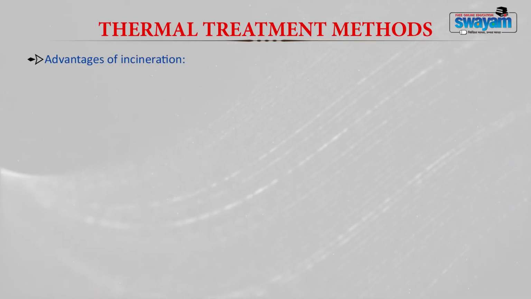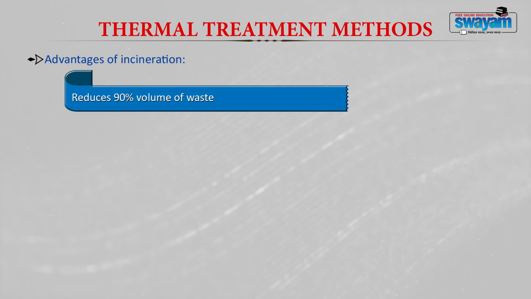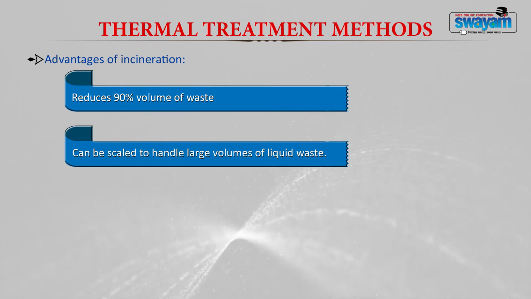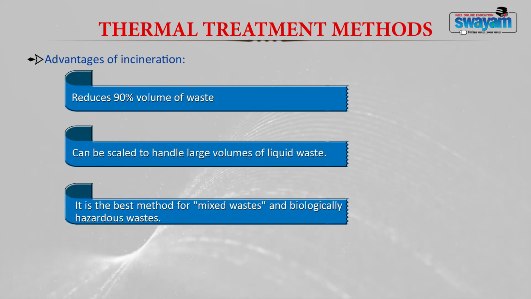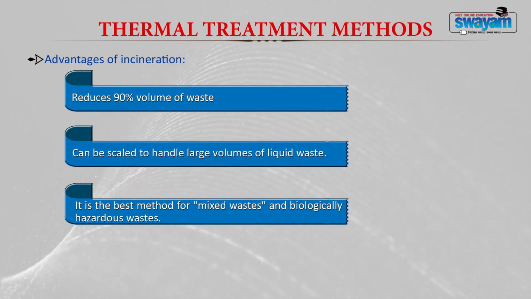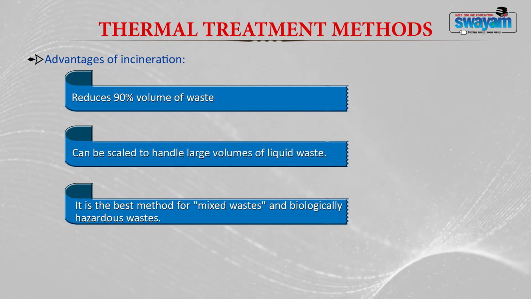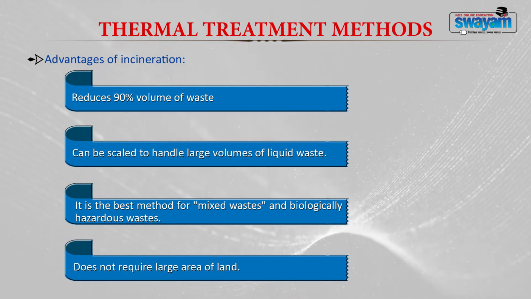The organic elements such as carbon, hydrogen and oxygen are converted wholly or partially to certain gaseous forms. Now, what are these gases? It is generally carbon dioxide, water vapor and ash. Now, what are the advantages of incineration? Now, as I told you earlier, it reduces 90% of the volume of waste. It can be scaled to handle large volumes of liquid waste, and it is considered one of the best methods for treating mixed waste and other biological hazardous waste like your biomedical waste. Now, they also do not require a large area of land.